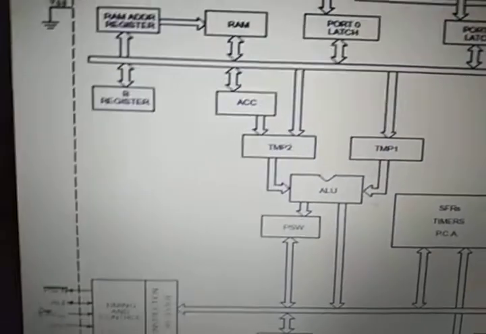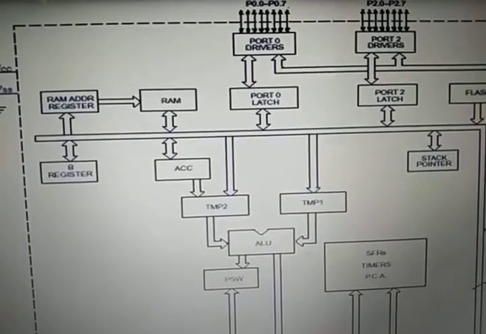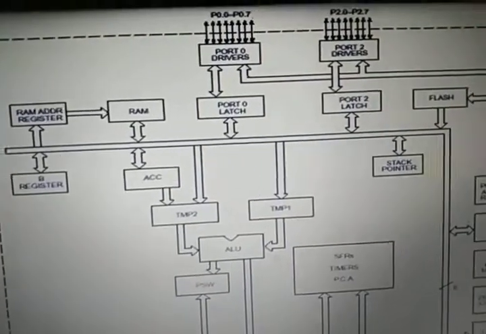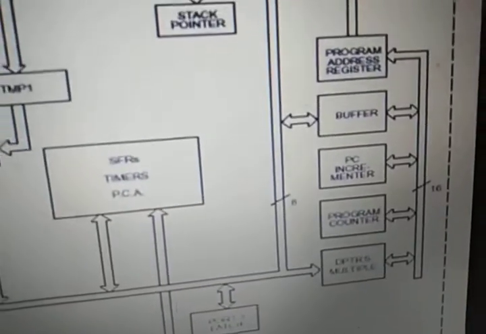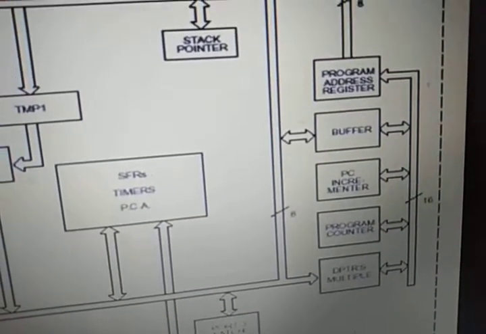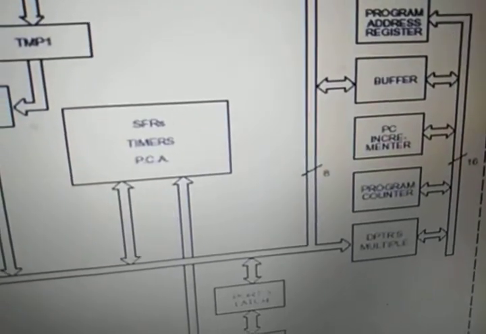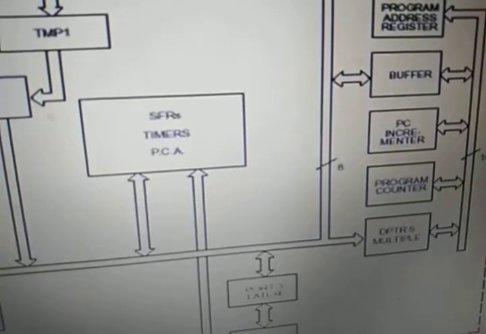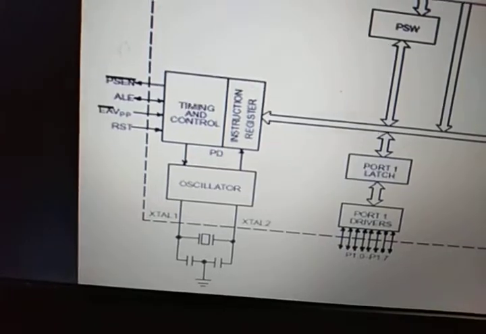And we have the accumulator, which is provided with two temporary registers, temp1 and temp2, the arithmetic logic unit, the accumulator and B register. On the top we are provided with the RAM and the ROM. And here we are provided with the special purpose registers, program address register, buffer, program counter and the related registers. And this is the timing and control block, provided with the 6 signals as we have discussed earlier.